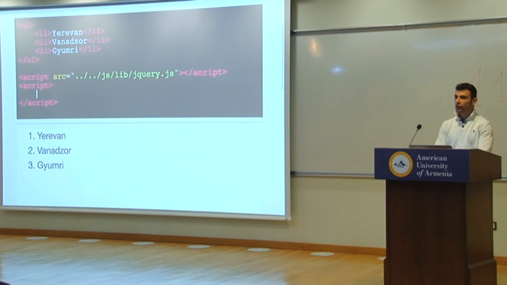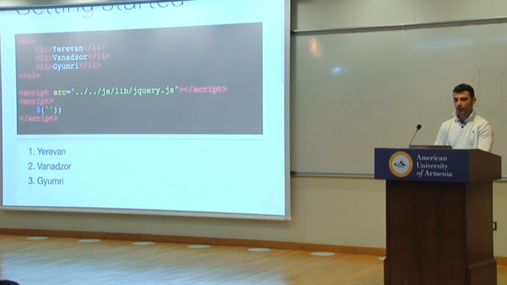Okay, so in jQuery, remember, the dollar is a variable that has a function in it. We can call that function. The argument we can pass to that function is a CSS selector. So if I wanted to select Yerevan, that is to say the li which has Yerevan in it, the Vanadzor li and the Gyumri li, what's a simple selector I can use?